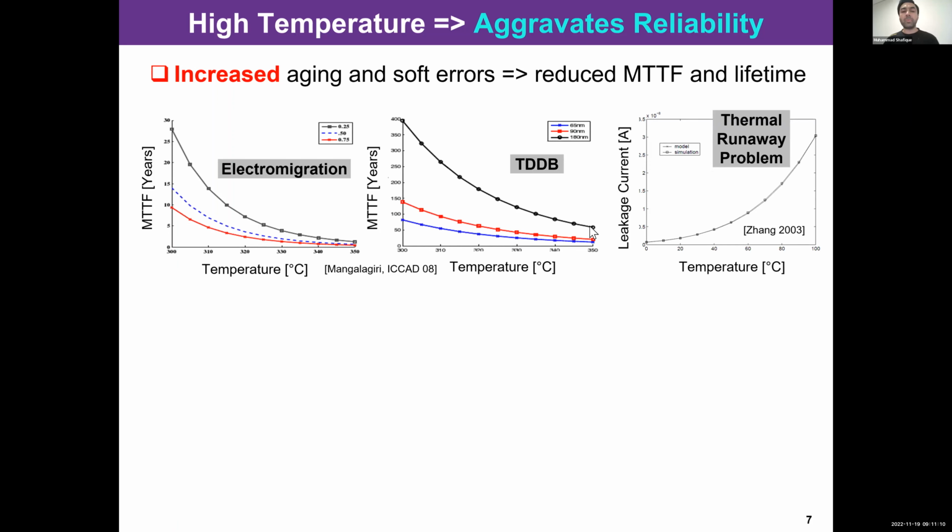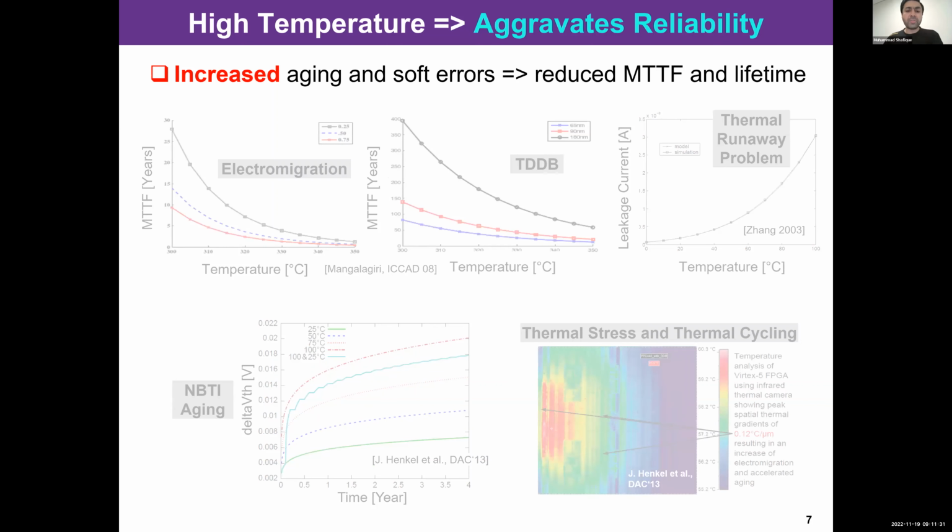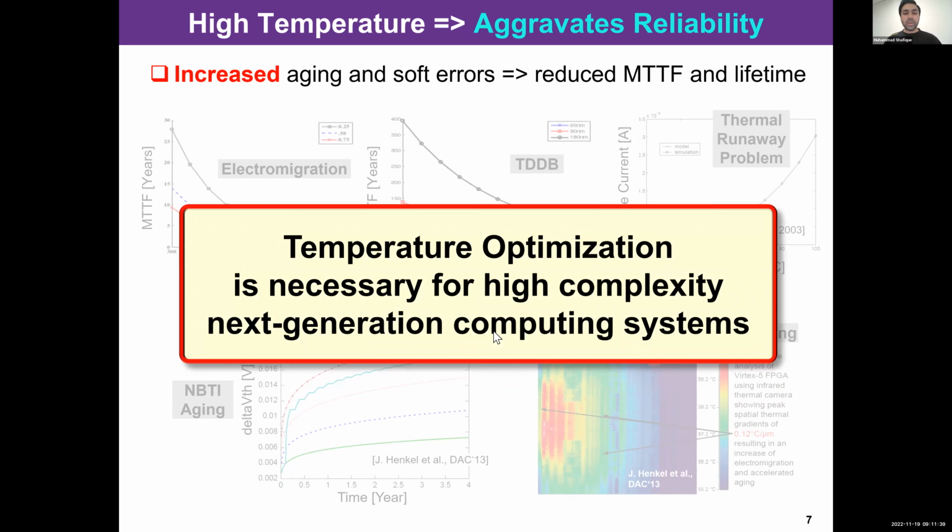or the thermal runaway problem, which means with the increase in temperature, your leakage can increase, and consequently, it can further increase the temperature. This is a graph which shows that with increase in temperature, the impact of NBTI aging is also higher. And over the years, this can keep on increasing, which is termed long-term aging. And of course, there are short-term aging effects as well that a lot of other groups are exploring, including Henkel's group. And then there is also this thermal stress that inherently comes from this.